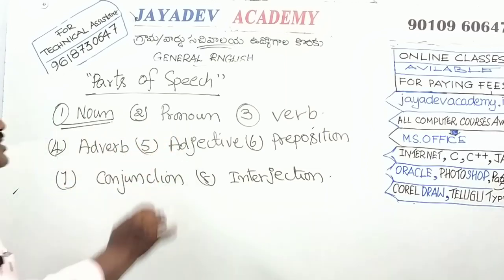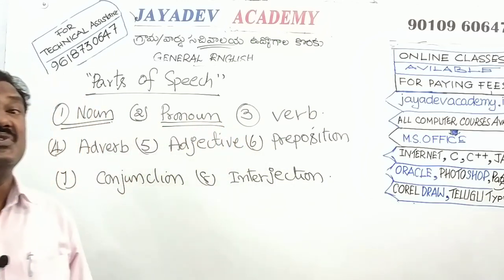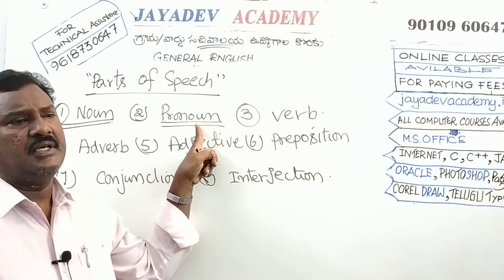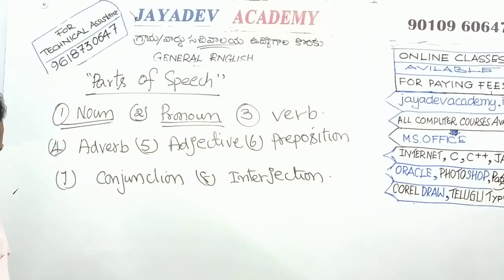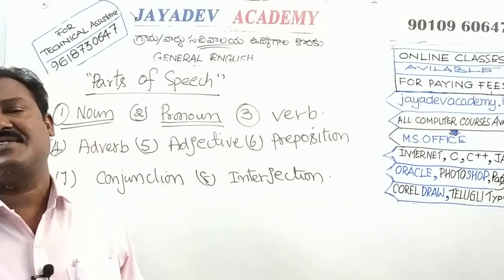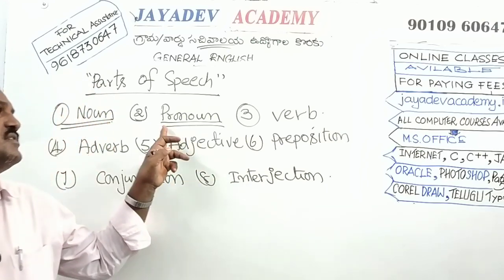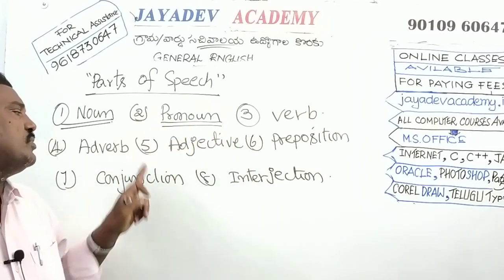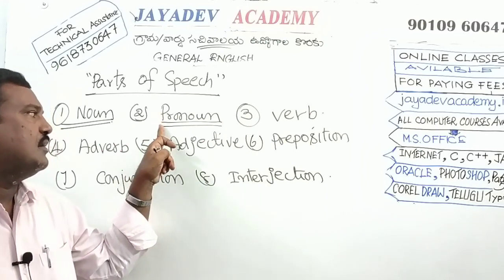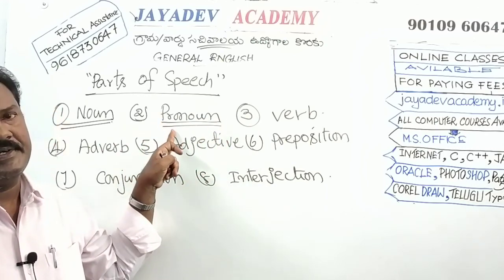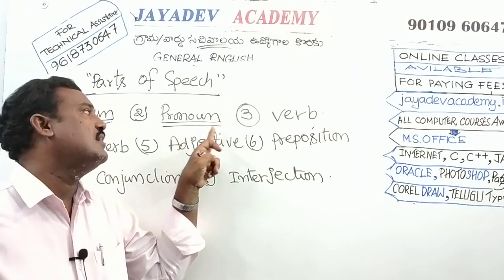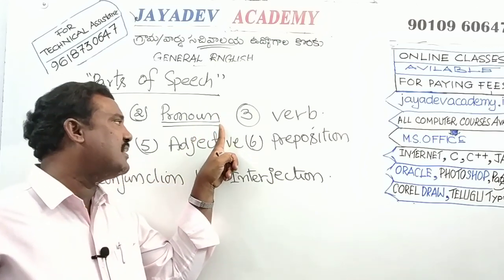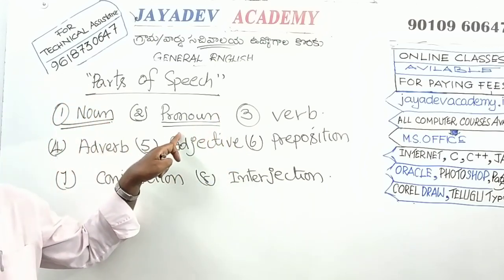Now come to pronoun. A word which is used instead of a noun is called a pronoun. In this world, so many things are there, and each one has a name. Every noun we can change into a pronoun. For example, if you take a man, we can call him he. If you take a woman or girl, we can call her she. If you take any animal, we can call it it.